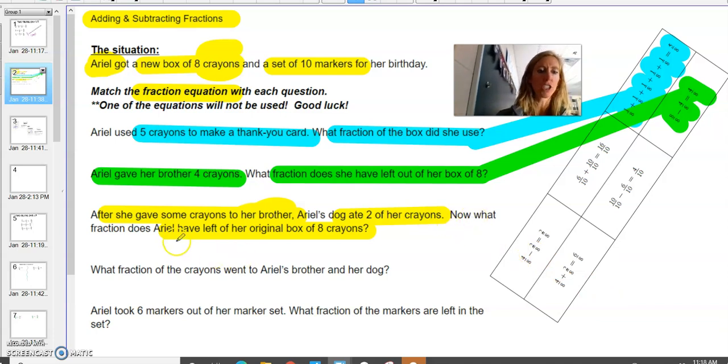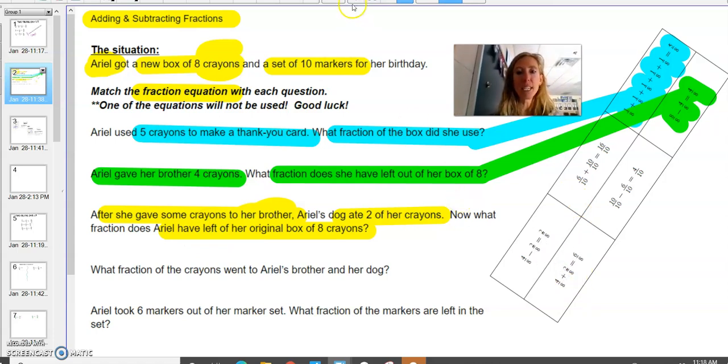Now, what fraction does Ariel have left of her original box of 8 crayons? So here is what her brother got. Here is what her dog ate, 2 of them. And that would be this many total that are gone. But it's not asking how many are gone. It's asking how many are left. Oh.